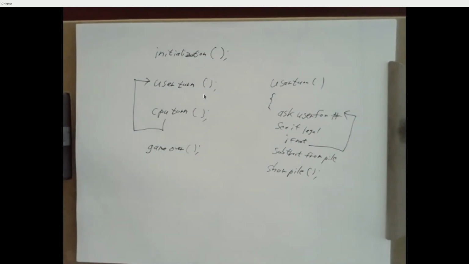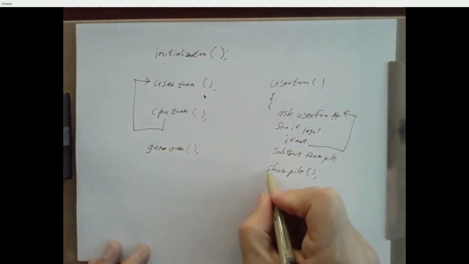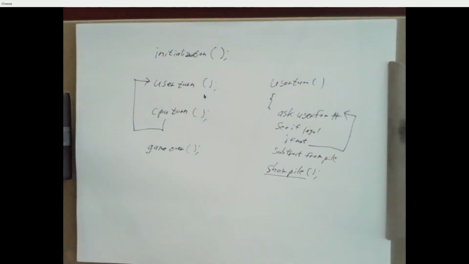And I'm not going to write the code in here to show the pile of sticks because I know in the CPU turn I also have to show the pile of sticks. And I know in the initialization when you tell me how many sticks to play with I need to show the pile of sticks. And I don't want to write that code 3 different places. And more importantly, I don't want to have to change it 3 different places if I find a bug or if the specification changes. So I'm going to write that once in another function called showPile. And I'm just going to call it here.